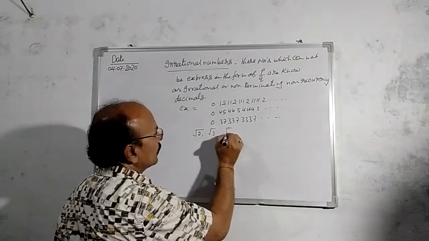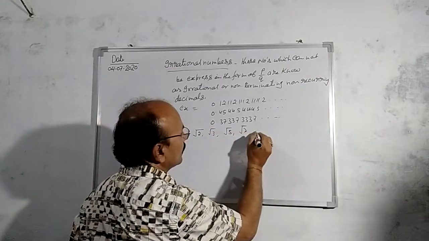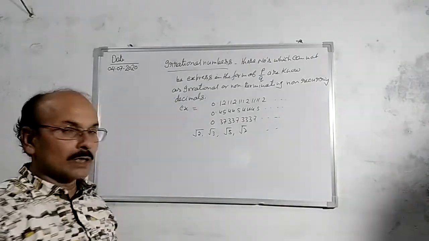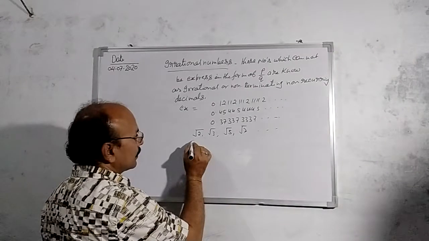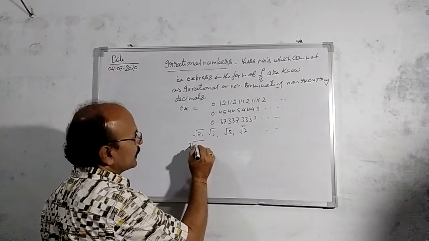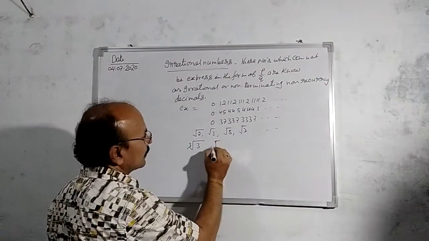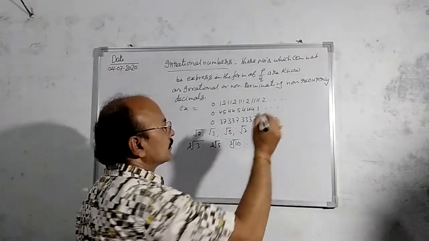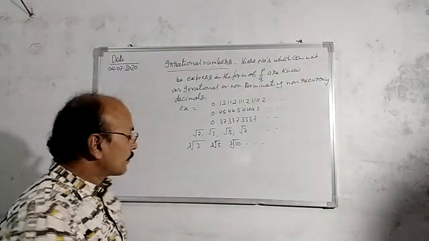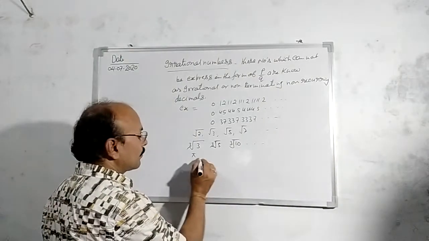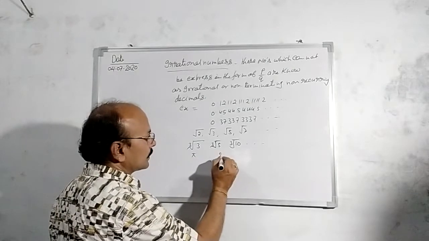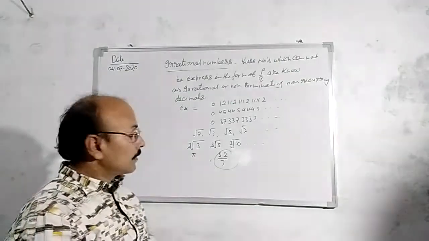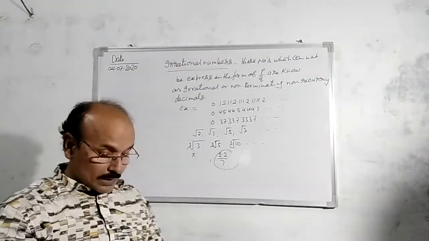root 3, root 5, root 7, all these numbers are irrational numbers, and all those numbers which are not a perfect cube, just like cube root 3, cube root 5, cube root 10, these are all irrational numbers. Pi is also an irrational number, but its numerical value 22/7 is a rational number, while pi is an irrational number.